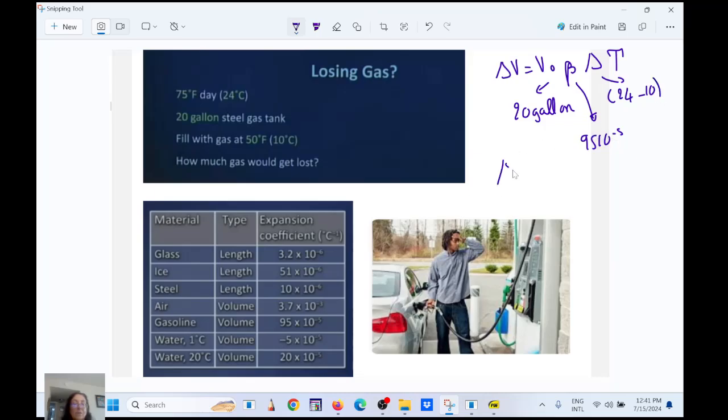So delta V will be... And you keep gallons, so the answer will be in gallons. So 0.27 gallons. So it means that 0.27 gal. So it's about 1 quart, right? So it was really overflowing.